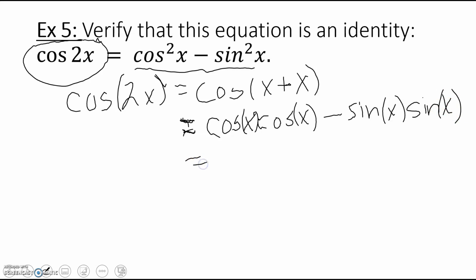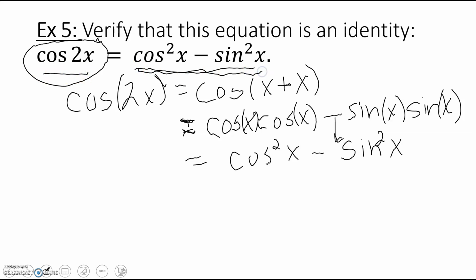Well, cosine of x times cosine of x is cosine squared x, and sine of x times sine of x is sine squared x. And that's what we were trying to show. We were trying to show that cosine of 2x is equal to cosine squared x minus sine squared x. So that is how you will verify this identity. Remember, you start with one side to show that it equals the other side.